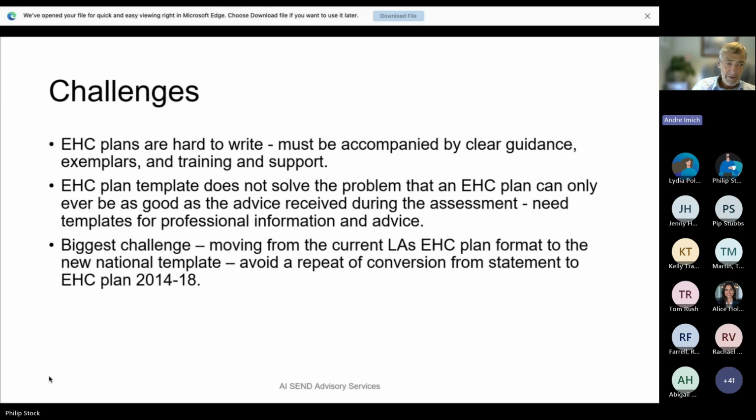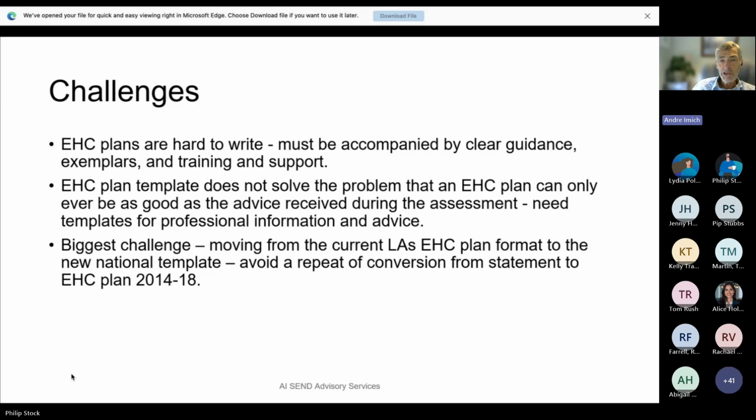And of course, we need to be aware of the biggest pitfall of all. If we introduce a single template nationally, we need to be very, very cautious about any expectations of current plans, how they might move forward to a new template. We absolutely need to avoid a repeat of that process that many of you will have lived through of converting from statements to plans. That is something we absolutely need to avoid. So that's a big challenge.